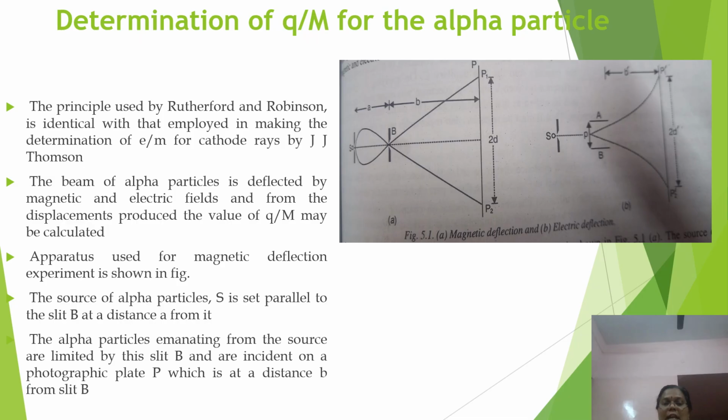What is S? S is the source of the alpha particles, which is set parallel to the slit B. There is some distance between the source and the slit, which is the distance A. The alpha particles coming out from the source are narrowed down by the slit and are incident on the photographic plate P, which is at the distance b from the slit.